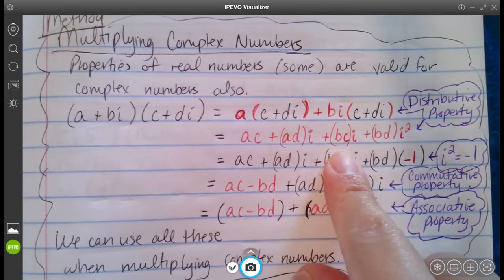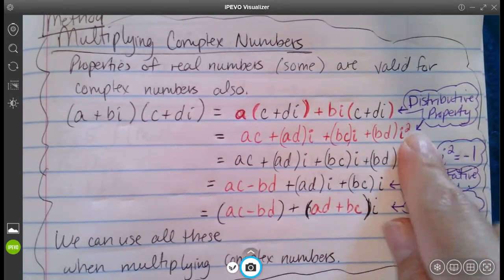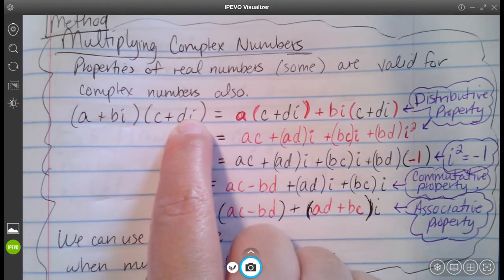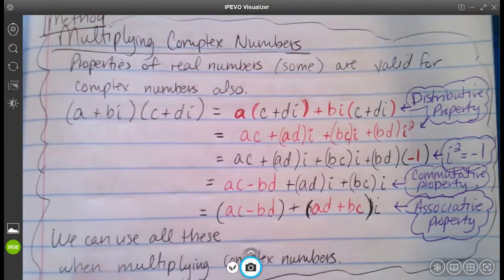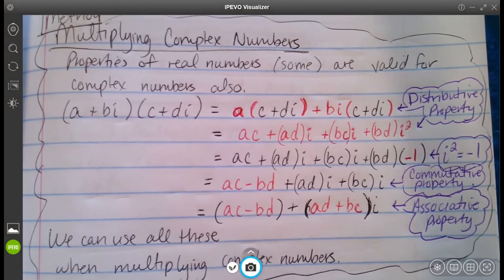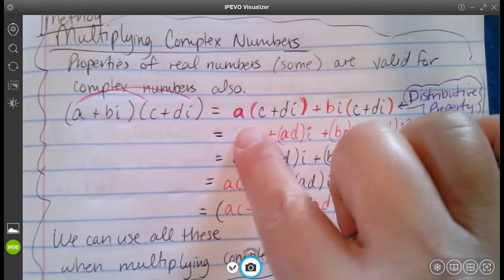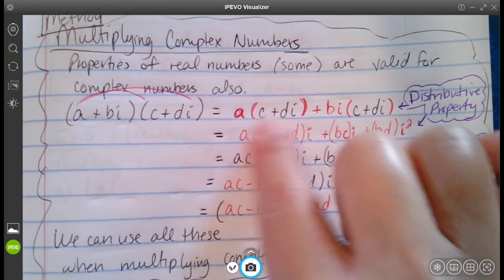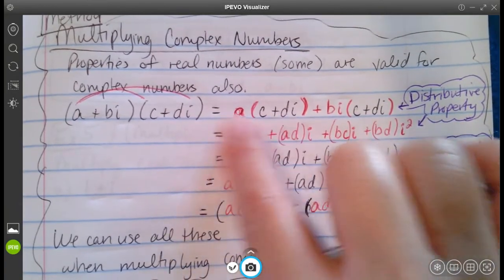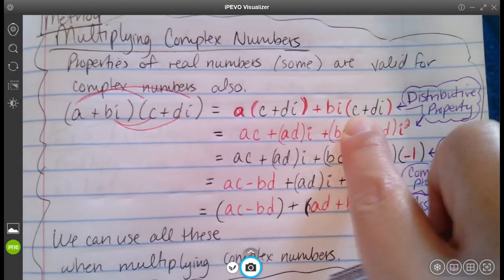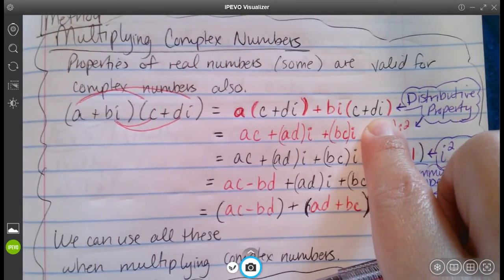The first two things that you see here are the distributive property, where we're multiplying a times c plus di. So you can follow along here. It's a times both of these. That's the first parentheses right here, the first term. And then it's bi times c and di. So that's the next one right here. And that's just your distributive property.